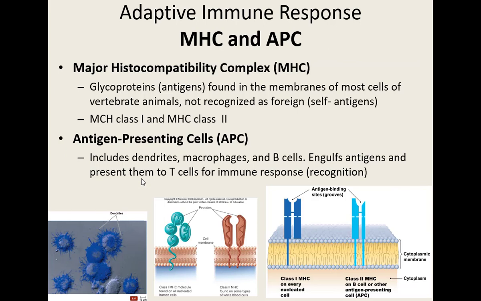Now, a couple terms when we're talking about different types of antigens. Again, things that our body should recognize as normal. We have something known as MHC, which stands for Major Histocompatibility Complex. And we have something known as antigen-presenting cells. So starting first with that major histocompatibility complex. These are antigens on our cells. They are little glycoproteins, little sugar proteins, that are on the outside of our cells. They are found on most cells of vertebrates, and they are not recognized as foreign. So these really are those autoantigens.